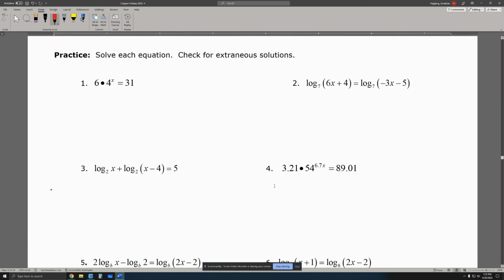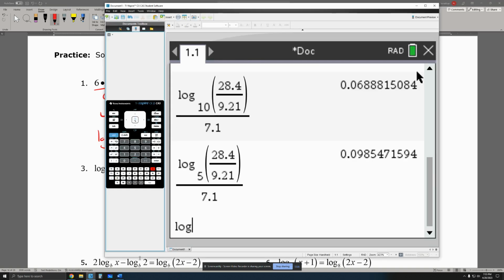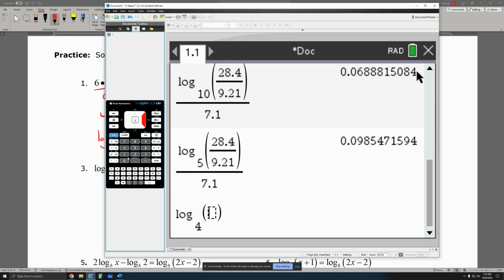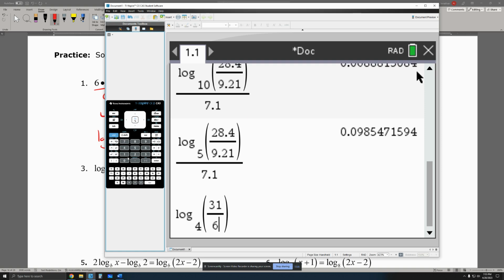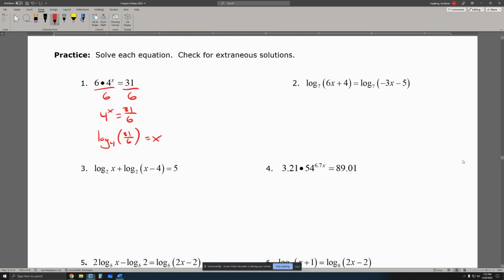Okay. Flip the page, let's get some more practice. So solving for the 4 to the x, we're going to divide both sides by 6. 4 to the x is equal to 31/6. And then rewriting, log base 4 of 31/6 is equal to x. And so then we plug this into our calculator. Log base 4 of 31/6, 1.185. And that is a solution.